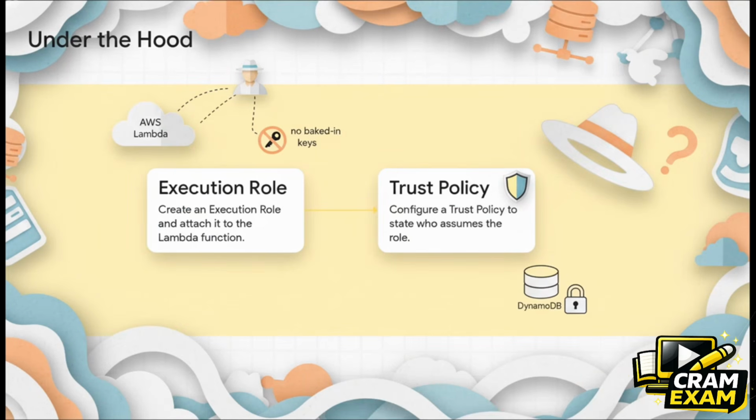Here is exactly how this works under the hood. Let's take an AWS Lambda function that needs to write data to a DynamoDB table. You don't bake a key into the deployment package. No way. Instead, you create an IAM role, specifically an execution role, and attach it to the function. Now here's where this gets really interesting. You don't just give the role a permissions policy to talk to DynamoDB. You must also configure a trust policy. The trust policy explicitly states who is allowed to wear the hat. In this case, you literally tell AWS, I trust the Lambda service to assume this role.